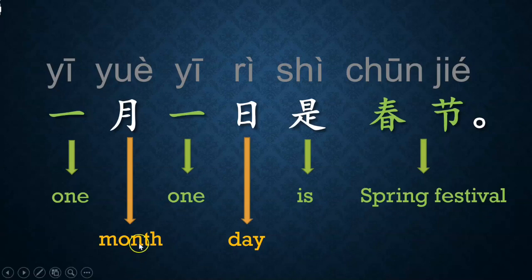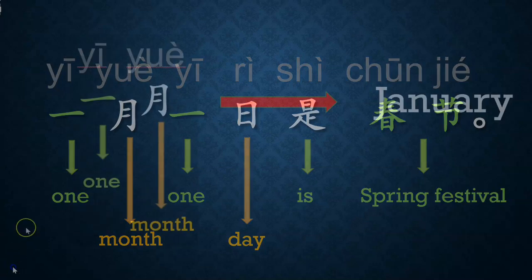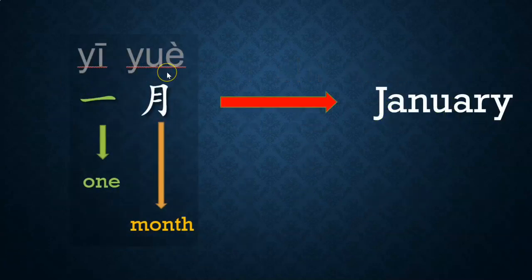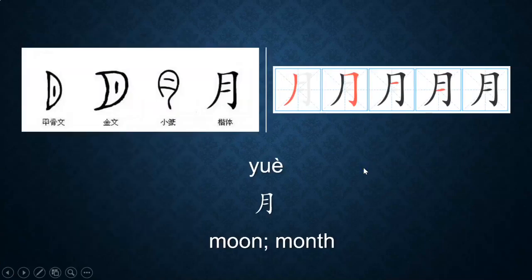So I think we need to twist the meaning here a little bit so that the sentence can make sense. Okay? When we put yi and yue, one and month together, it actually doesn't mean 1 month. It means the first month of the year, which is January. Okay? And we are going to have a look at the character yue together.